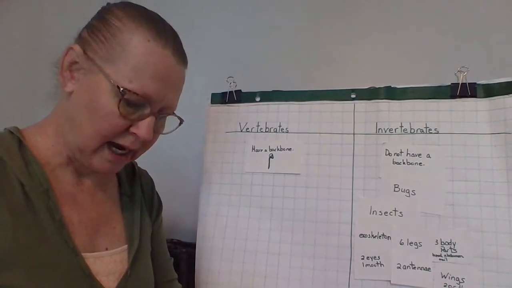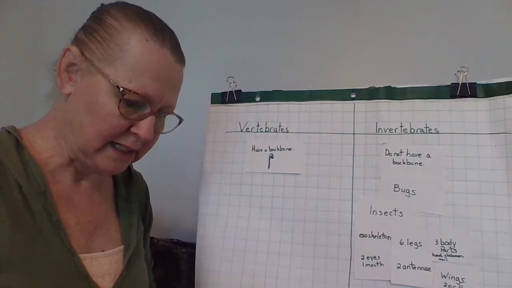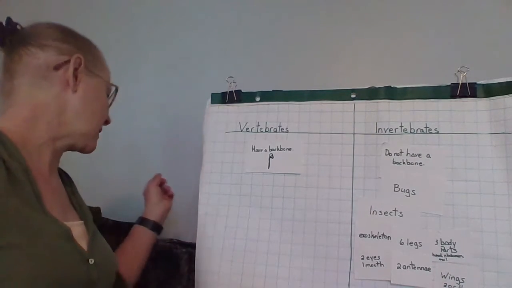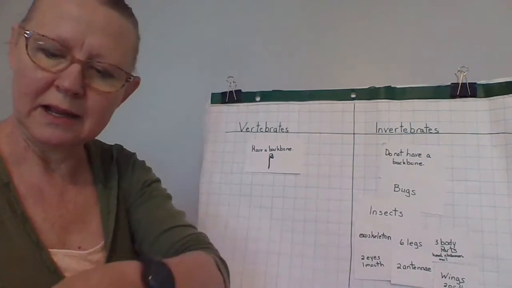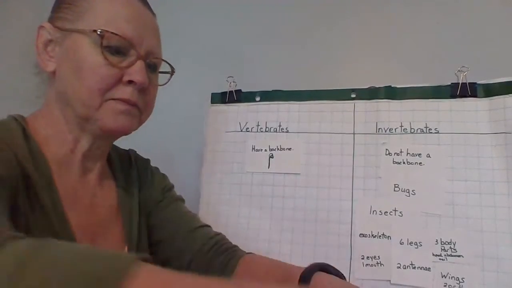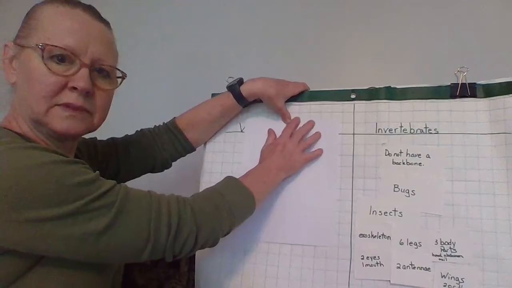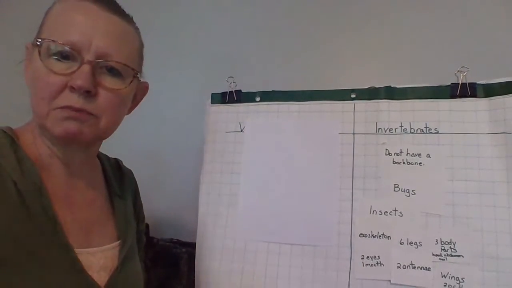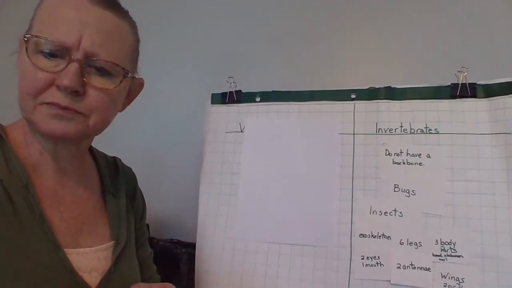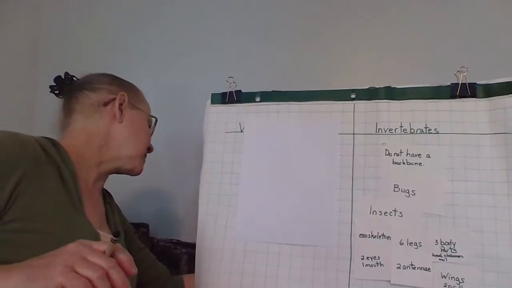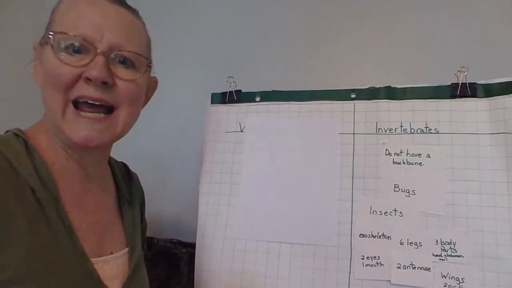So, let's start today's lesson. We're going to draw and diagram an insect. So, for today's lesson, you'll need a piece of paper, just a blank piece of paper. And you can use a marker, a crayon, or a pencil. I'm going to use a crayon, and we're going to draw an ant.